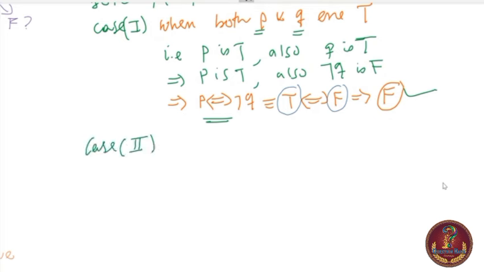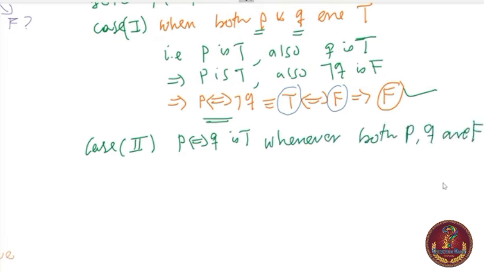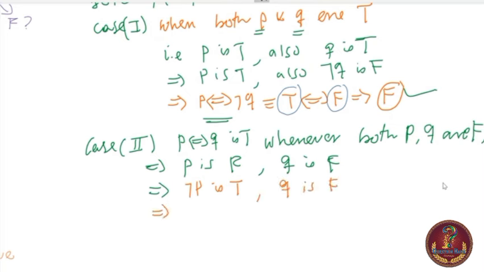The second case, P implies Q is true, the given information, whenever both are false. Okay, whenever both P and Q are false, that means P is false and Q is false. So this means negation of P is true. Step by step, this is called direct proof. By the way, direct proof means we go directly from one step to the next. So the negation of P biimplies Q is equivalent to, because now we have determined the truth values, directly substituting, true biimplies false, which is false.